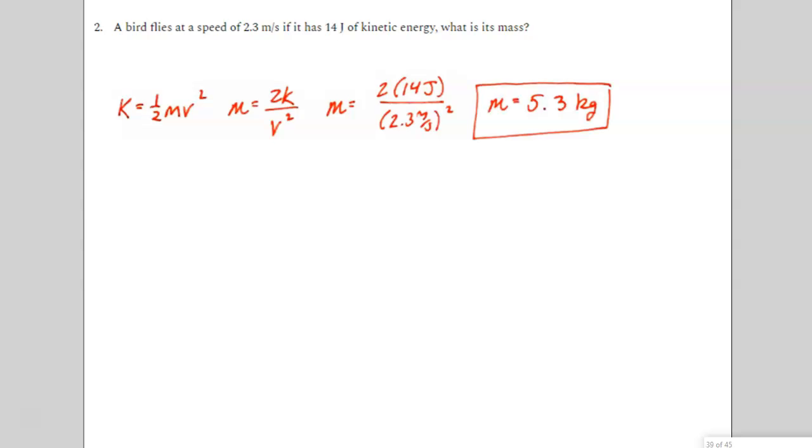Number 2, a bird flies at a speed of 2.3 meters per second. If it has 14 joules of kinetic energy, what is its mass? Kinetic energy is 1/2 mv squared, but we're going to have to rearrange this for mass. If you multiply both sides by 2 and then divide by the speed squared, our mass will be 2 times the kinetic energy divided by the speed squared. So 2 times 14 divided by 2.3 squared gives us a mass of 5.3 kilograms, which is a fairly large bird. It's like 13 pounds. It's a turkey flying around.